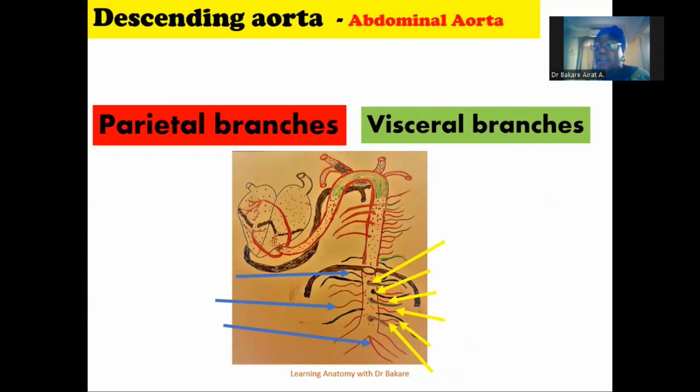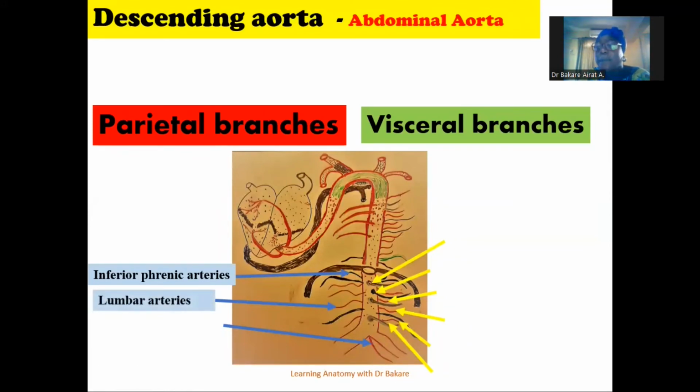For the parietal branches, we have the inferior phrenic artery. Remember, we talked about a superior phrenic artery that is branched from the thoracic aorta. This supplies the upper part of the diaphragm. So we have the emergence of the inferior phrenic artery, which supplies the inferior region of the diaphragm.